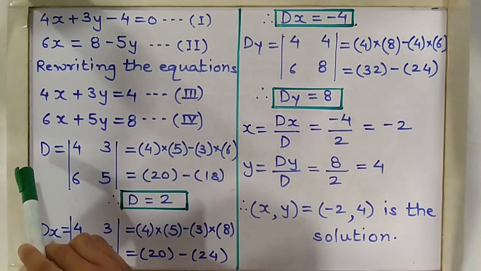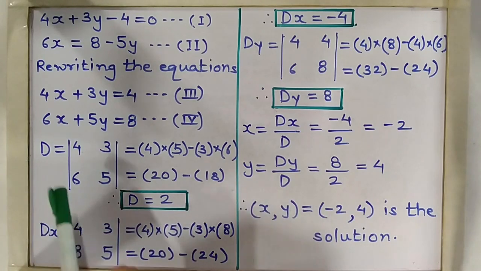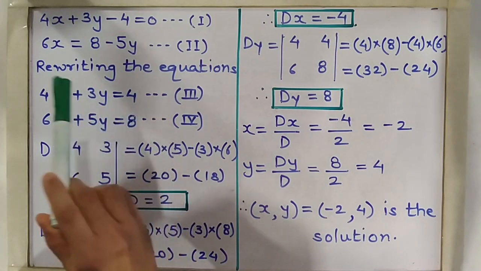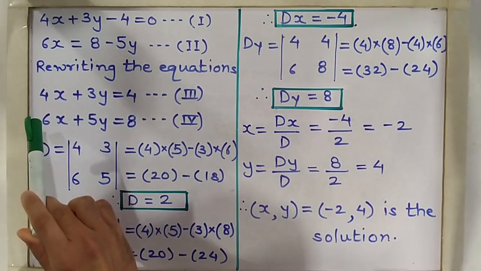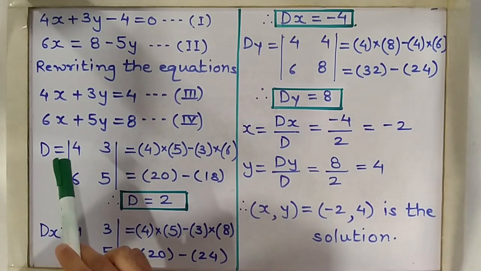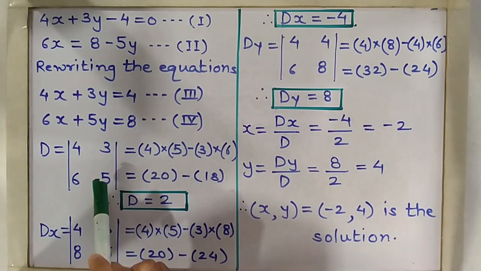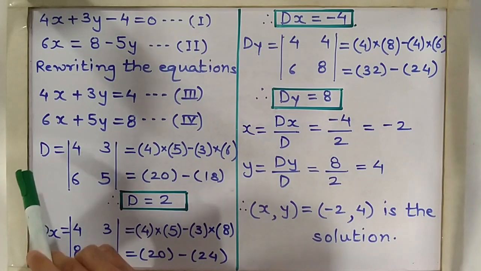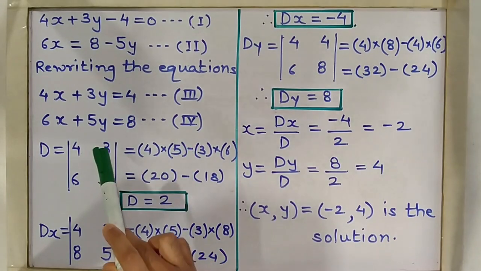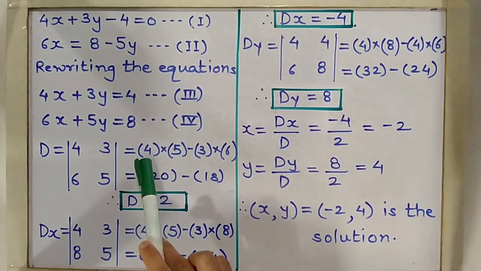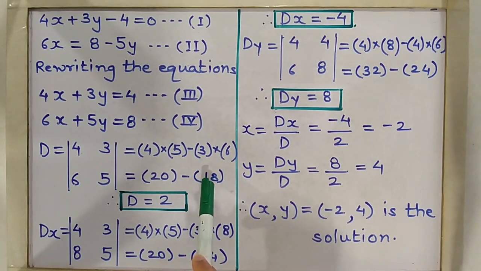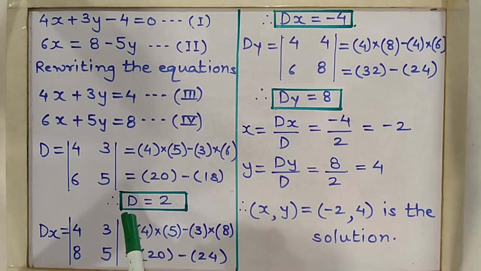Then we'll form determinant D. We observe that coefficients of x and y in equations 3 and 4 are 4, 3, 6 and 5. So we'll write them in the same order, that is 4, 3, 6 and 5. So the value of D is 4 multiplied by 5 minus 3 multiplied by 6. 4 multiplied by 5 is 20 minus 3 multiplied by 6 is 18, which is equal to 2. So value of determinant D is 2.